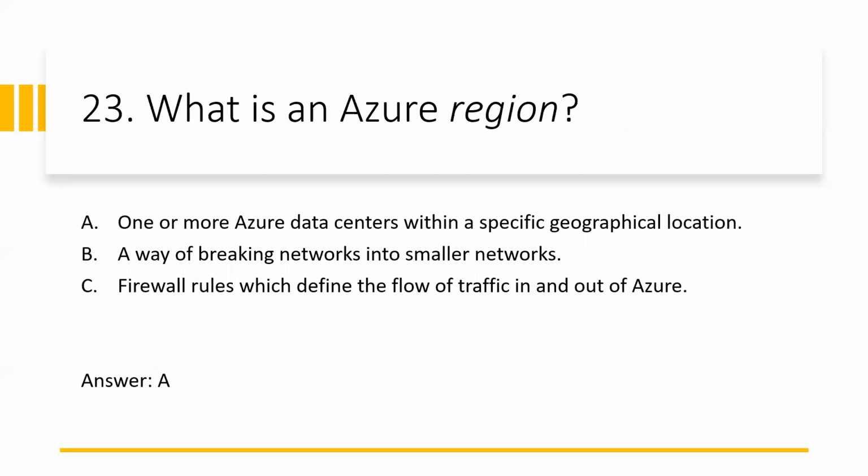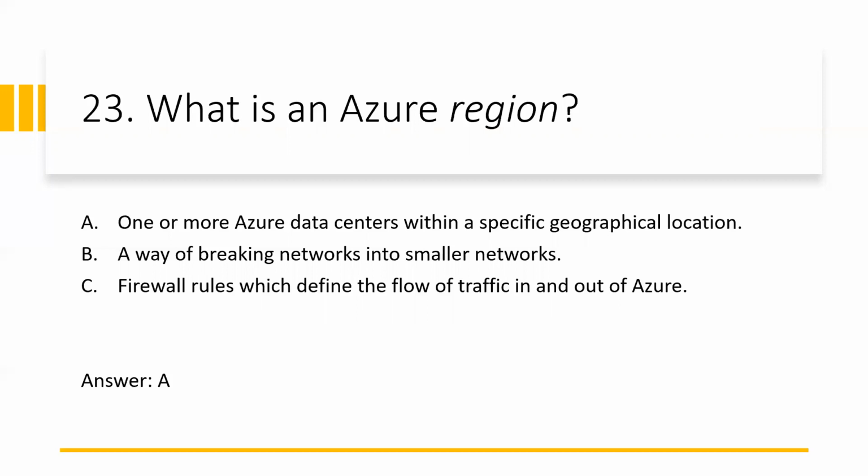Question 23. What is an Azure region? Azure has more than 58 regions all over the world. Each region has at least 3 availability zones. Each availability zone has one or more data centers. Okay, let's check the options here. Option A, one or more Azure data centers within a specific geographical location. Right. Here is the right answer, A, but let's check the other options.